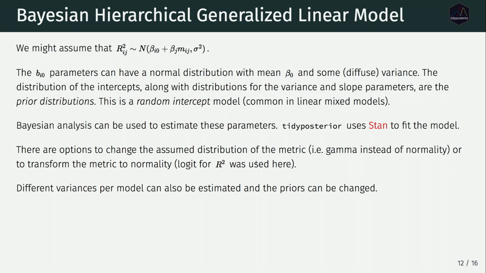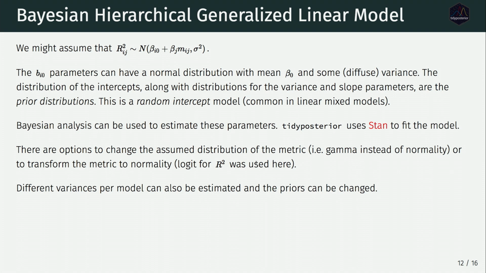So what I want to do is fit a Bayesian hierarchical generalized linear model. It's a lot of words. What that means is the R-squared is going to be a function, let's say it's normally distributed with some random intercept beta 0 and some systematic effects for the models and some sigma squared. And what we would do in the Bayesian analysis is put prior distributions on these parameters.